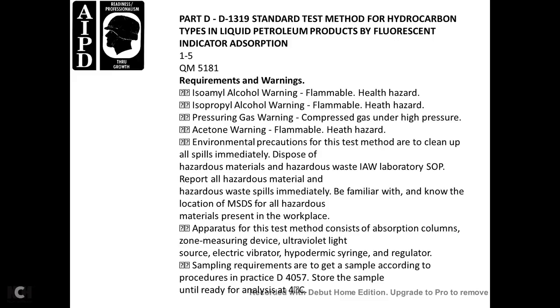Apparatus for the test method consists of the adsorption columns and the zone measuring devices, an ultraviolet light source, an electrical vibrator, a hypodermic syringe and regulator. Sample requirements are to get the sample according to the practice of D4057. Store the sample until ready to be analyzed at 4 degrees Celsius.